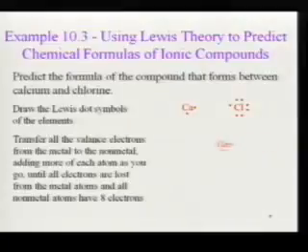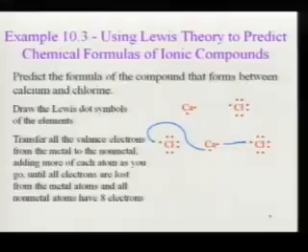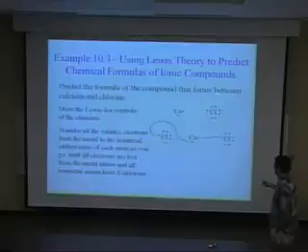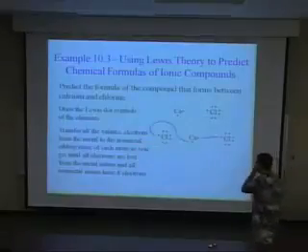Oh, I just happened to pick the right one. I didn't even know that was next. If you consider calcium and chlorine, let's draw the dot structures for each of those and see how each one of them is going to interact with one another. Calcium has 2 valence electrons, right? Chlorine has 7 valence electrons. So I've got these 2 atoms next to each other. All right.